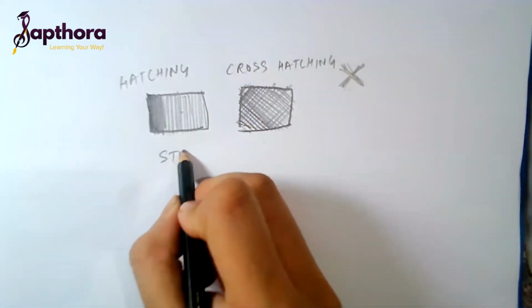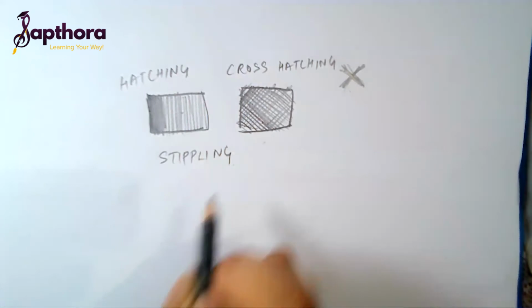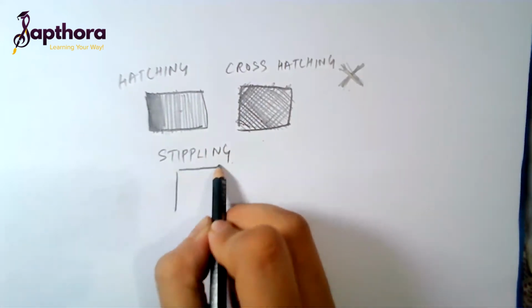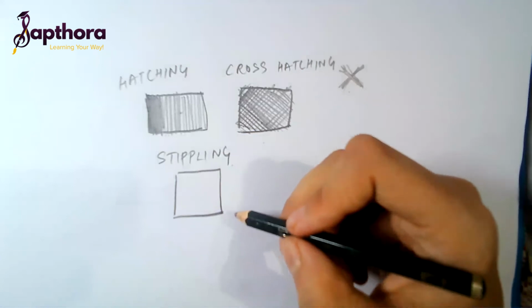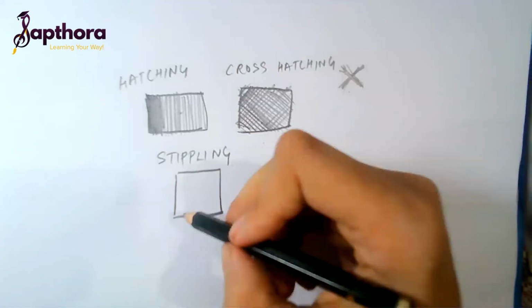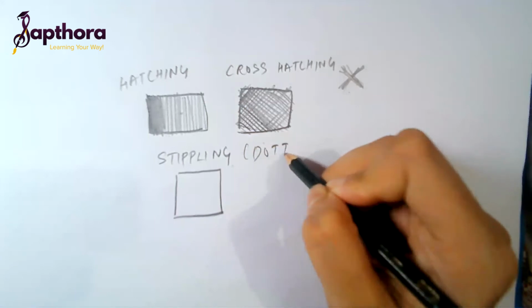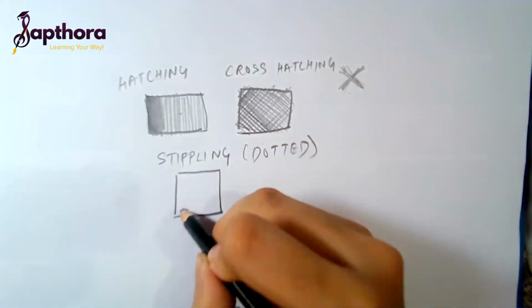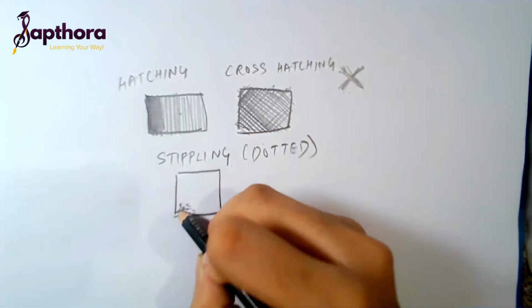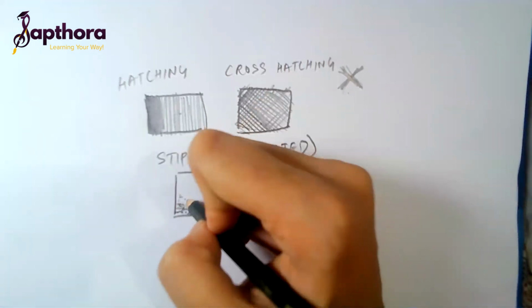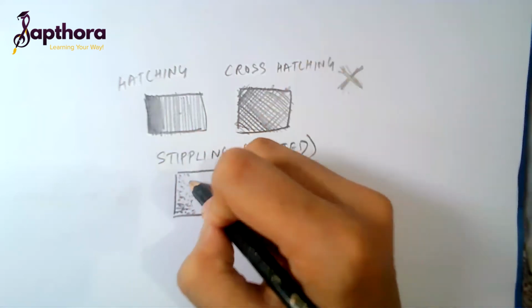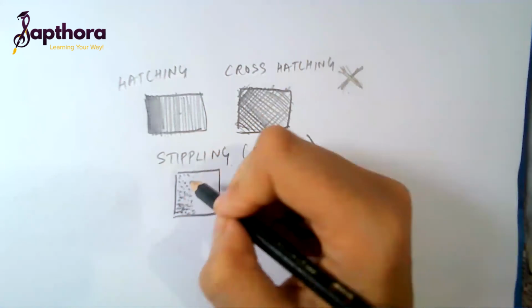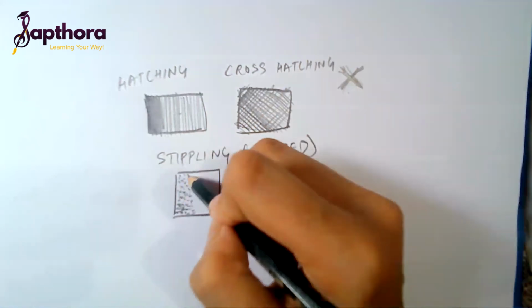Then comes stippling. Stippling is nothing but using dotted lines. Okay, here we'll be using the dotted lines to shade the part. The dotted lines, or you can even say just dots. If the dots are too close to each other, that will give you a dark tone. If you leave a little space between the dots, that will give you a medium tone. Whereas if you leave a lot of space between the dots, that is going to give you a light tone.